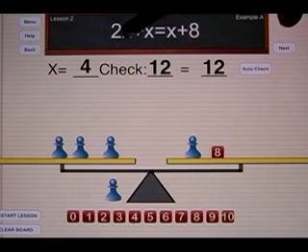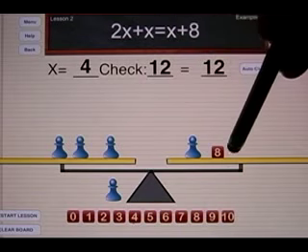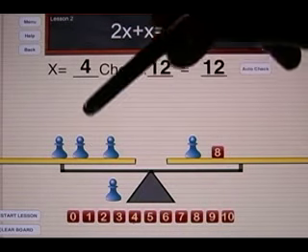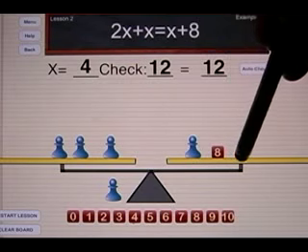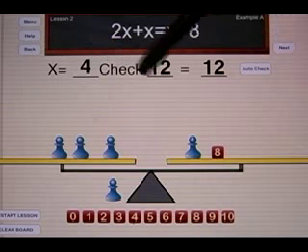Remember that when you're given the abstract equation, the first thing to do is to set it up physically using the pawns and cubes. If it says two x's, you need two blue pawns. And then after you have it physically set up, you want to try different values for the pawn until you find a value that makes both sides balance.